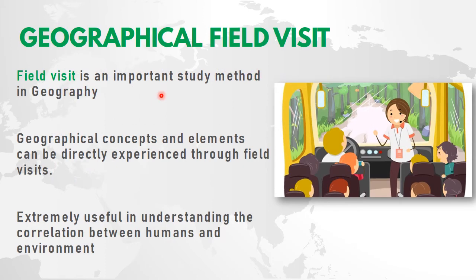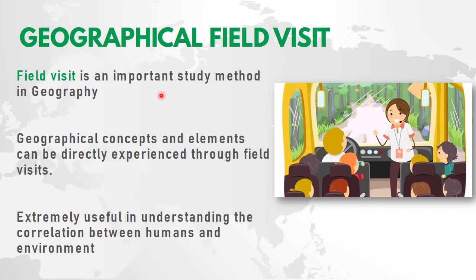Geographical field visit. Field visit is an important study method in geography. You have done this topic last year also. Now, if I want to understand the different elements of a place, that is the type of soil, the topography, the kind of crops grown, the houses found in that area, I need to visit that place, observe, and get more information about that place.